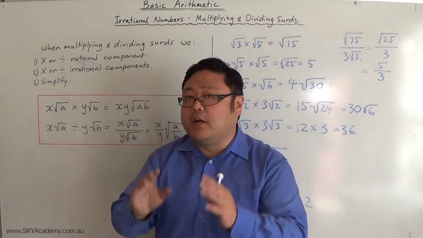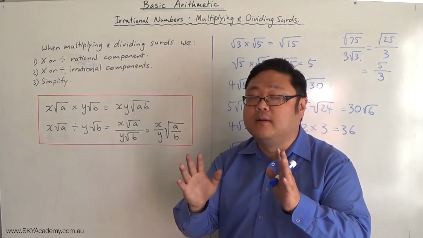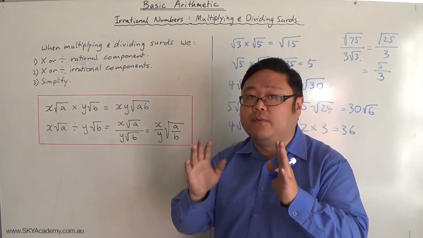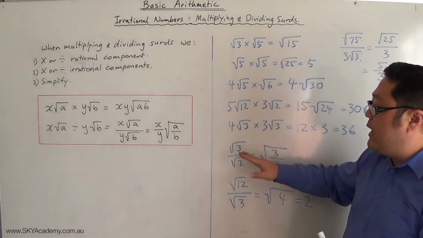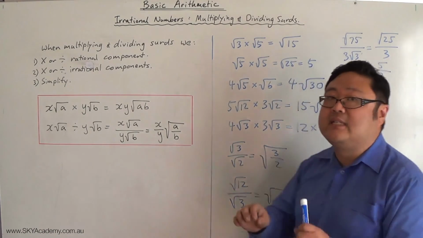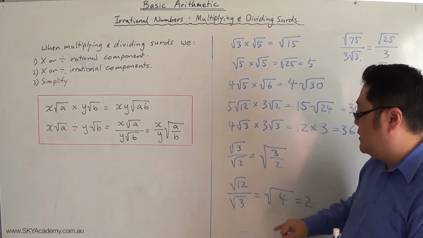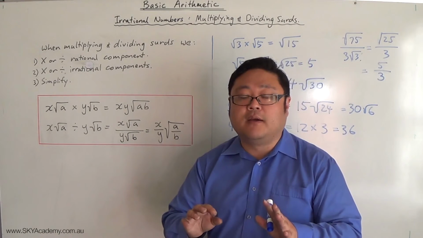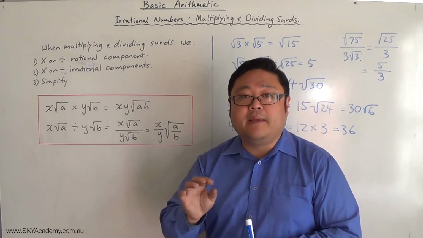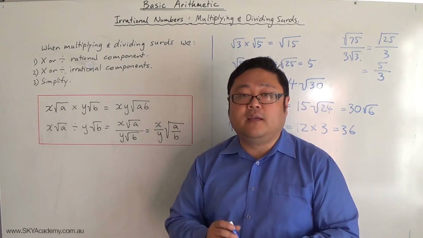In future episodes, not necessarily the next episode, what I want to be doing is looking at ways that you can rationalize the denominator. In other words, the bottom number is always going to be a rational number, which will become quite important later on. But we'll do that in future episodes.